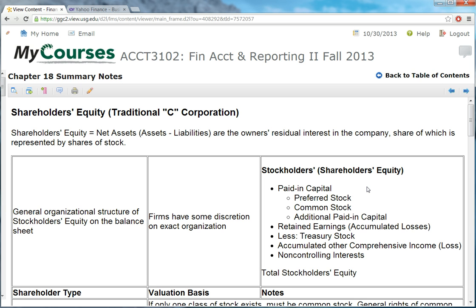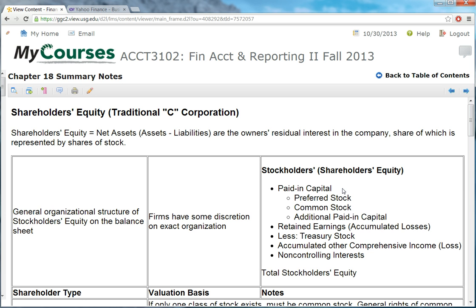representations of ownership interest. In any case, paid-in capital will consist of the common and preferred stock, or whatever other classes of stock there might be, as well as something called additional paid-in capital. We'll get to what those details are a little bit later on. But for now, we just need to know that paid-in capital represents the initial ownership investment in the company.